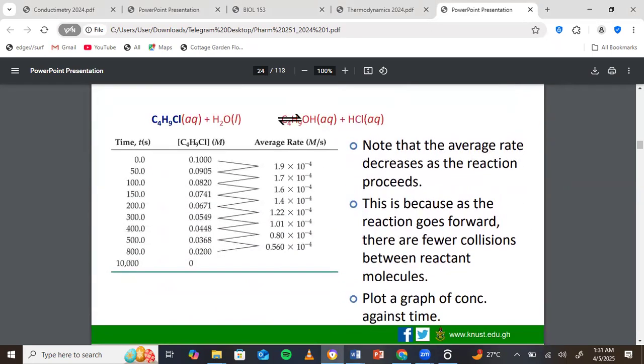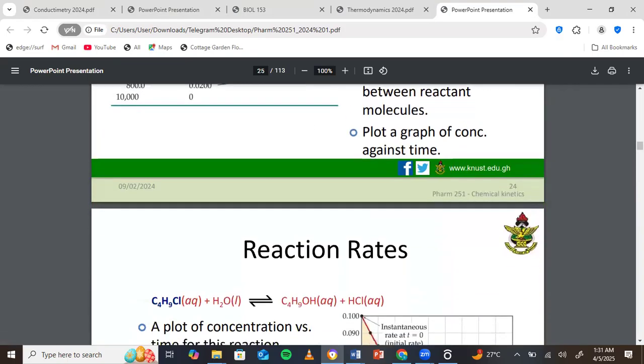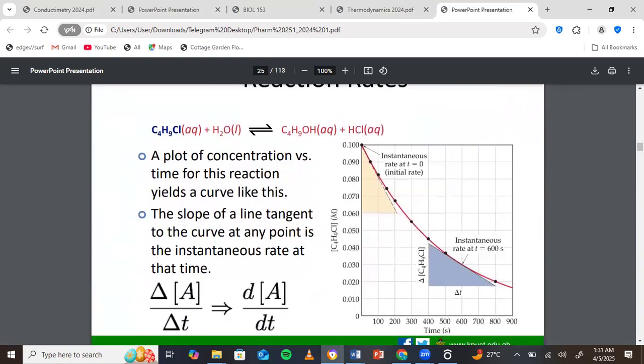Now, note that the average rate decreases as the reaction proceeds. The reason for this is because as the reaction goes on, fewer molecules are left as reactants, and so the frequency of collision decreases. You realize that the rate is decreasing. And the reason why is because as more reactants collide to form products, the amount of reactants reduces, and so the frequency of collision also reduces. That is what we are looking at this point.